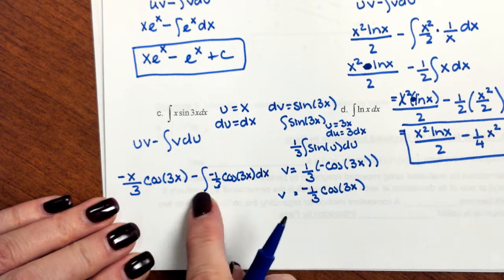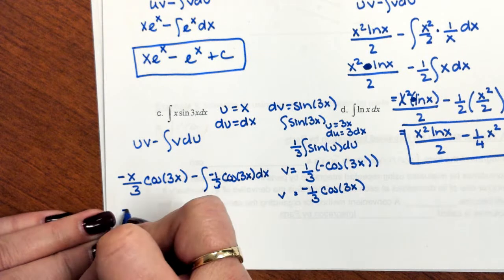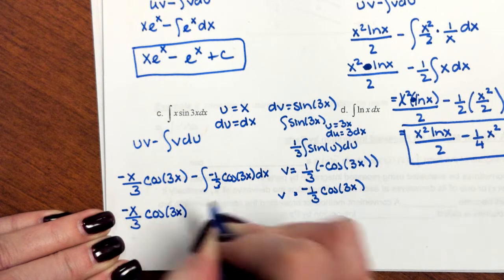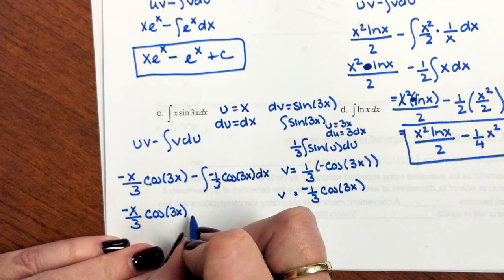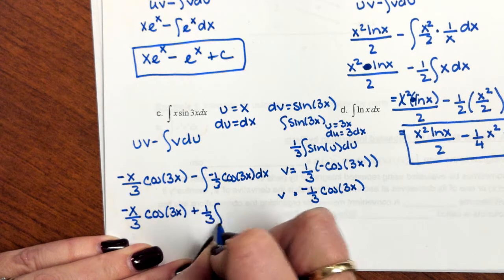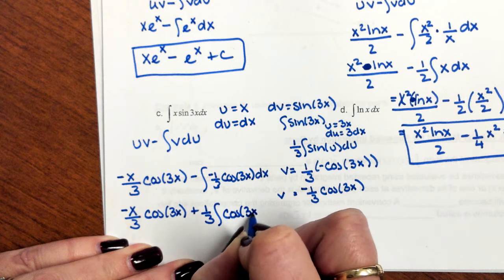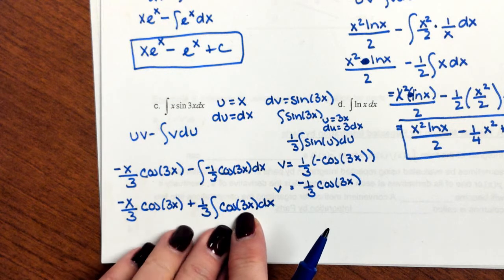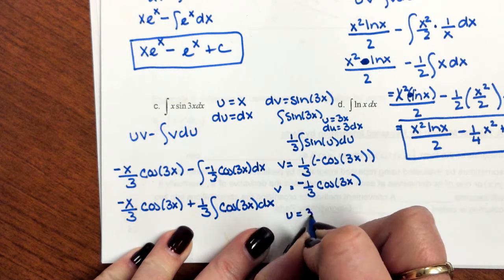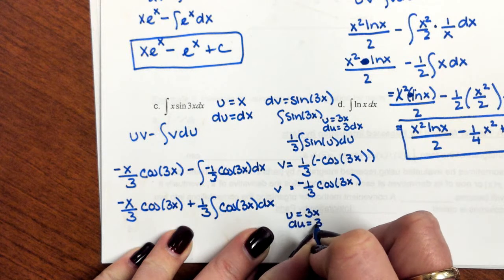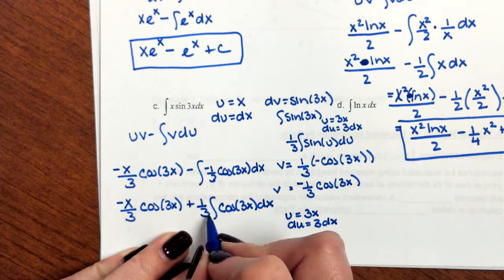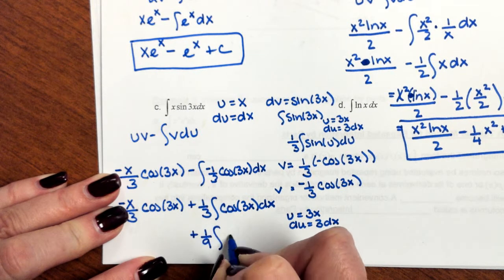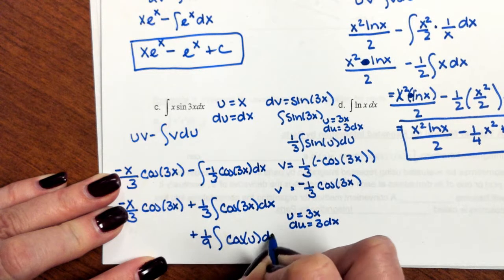Again, you want to clean up this integral as much as you can before you integrate. So here's my part that's just going to tag along, the negative x over 3 cosine of 3x. I'm going to pull out my constant of negative 1/3, so that's going to be plus 1/3 times your integral of cosine of 3x dx. So now to integrate cosine of 3x, I have to do another u sub. U is going to be equal to 3x, du is equal to 3 dx. So I have to divide a 1/3 out of this integral, so this constant is going to be plus 1/9 times your integral of cosine of u du.